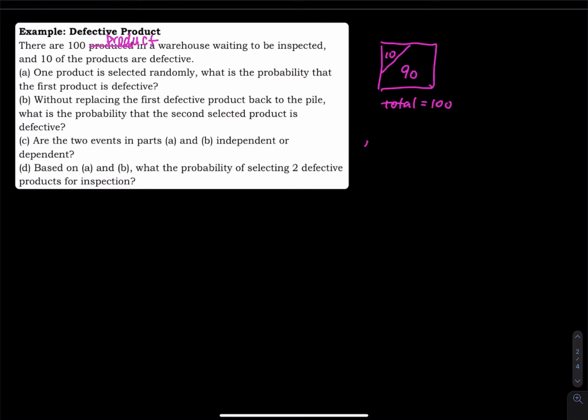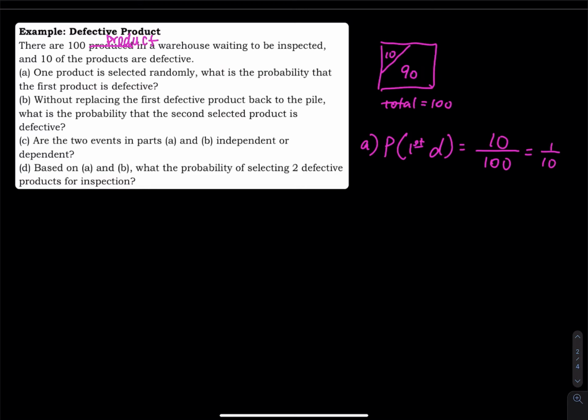So A, the probability that the first product is defective. The total frequency is 100, right? How many defective products are there? There are 10. Then there you go. Or you can simply reduce the fraction to 1/10. Divide the top and bottom by 10.